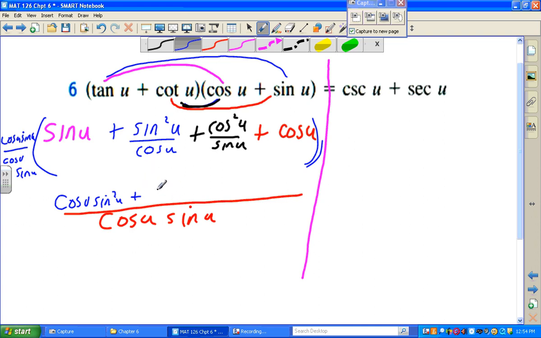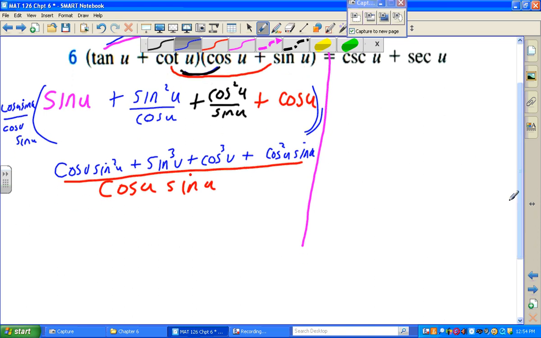Yeah, sine. Yeah, cosine squared sine u. Oh, these are like brain breaks in on their own. I'm gonna ask somebody what to do next.